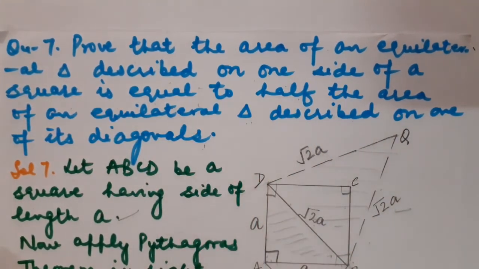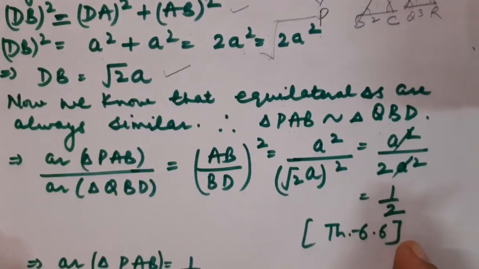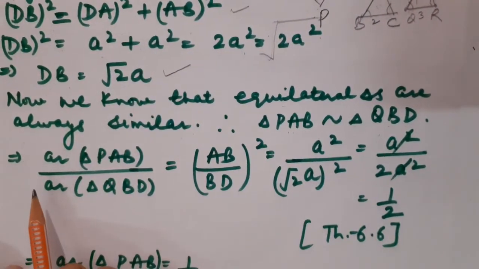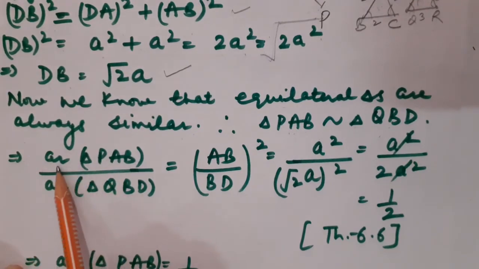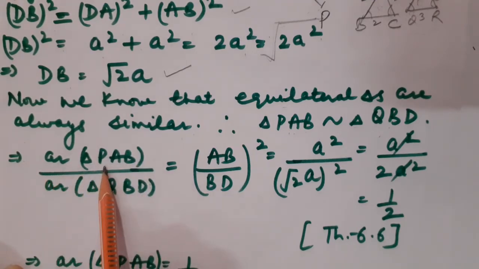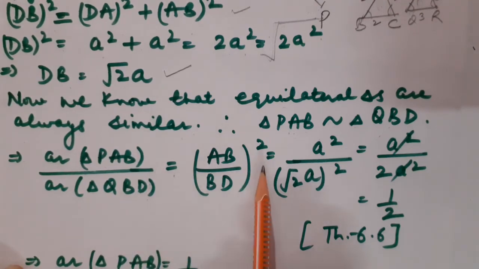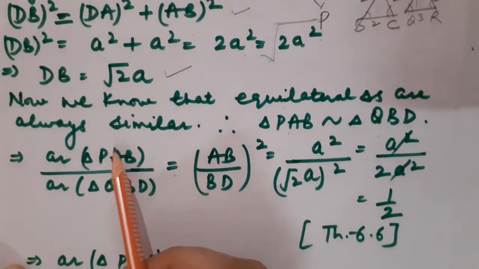So basically we are going to deal with the ratio of the area of two similar triangles. Here I have taken the ratio of area of both the similar triangles, though they both are equilateral as well as similar. So area of triangle PAB upon area of triangle QBD must be equal to the square of the ratio of their corresponding sides. So which are the corresponding sides?